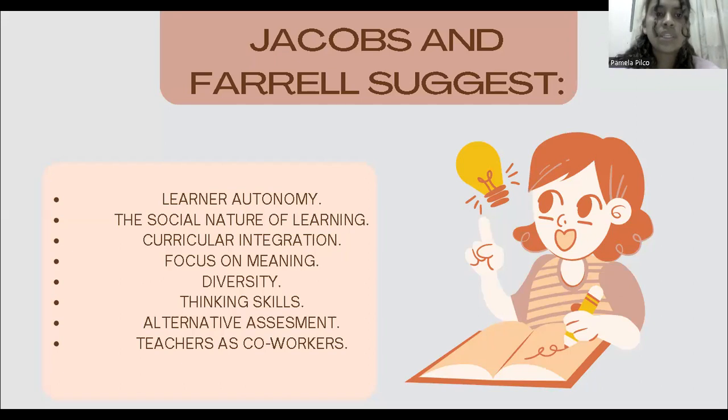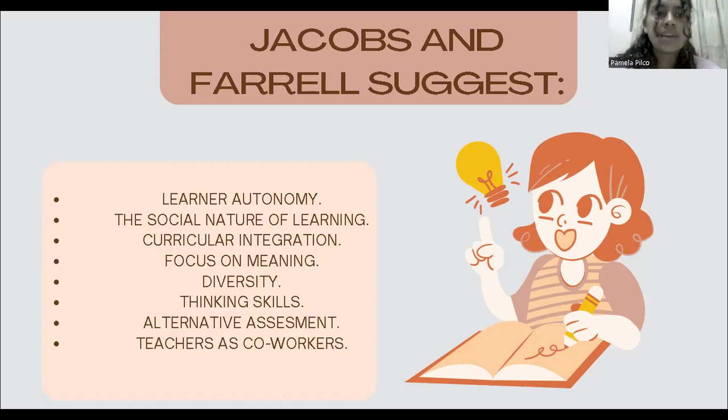The other one is curricular integration. They suggest that English should not be just a single subject that doesn't have a relationship with any other subject. Instead, they suggest that we need to link the English subject to other ones in order for the students to be exposed to this language as much as they can.